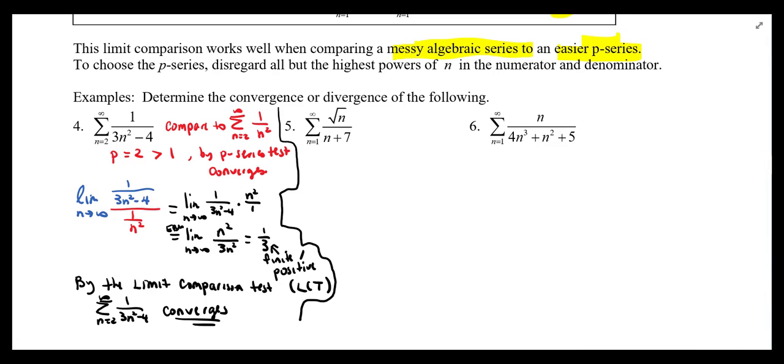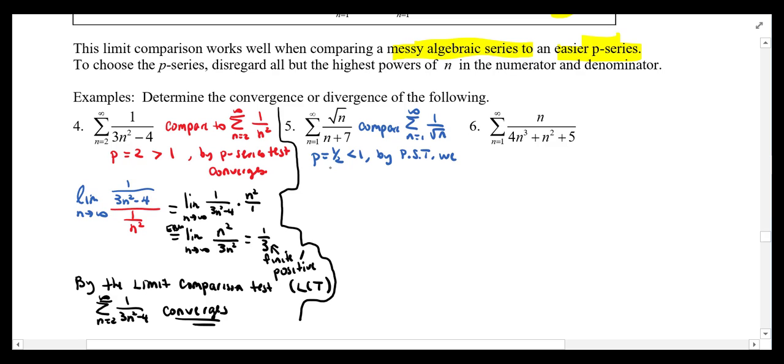Okay? This is root n over n. That really simplifies to 1 over root n. So I'm really going to compare this to 1 over root n as my p-series. We know that the p-value here equals a half. That's less than 1. So by the p-series test, the PST, we know this diverges. That's right. Now we can set up that limit. Let's quickly do the limit comparison. That'll be root n over n plus 7.